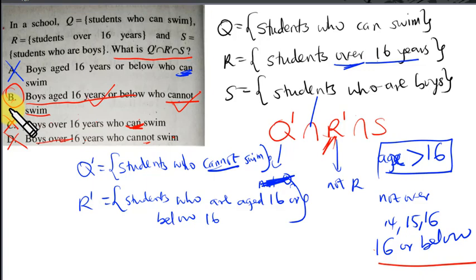If the set R is students over 16 years, then your age is not 16. Your age starts from 17 upwards because it is over 16. So the opposite of something which is over 16 is that it is either 16 or below 16, because if it is exactly 16, then it is not over 16, and if it is 15, then it is not over 16. So that is the opposite of that, right?